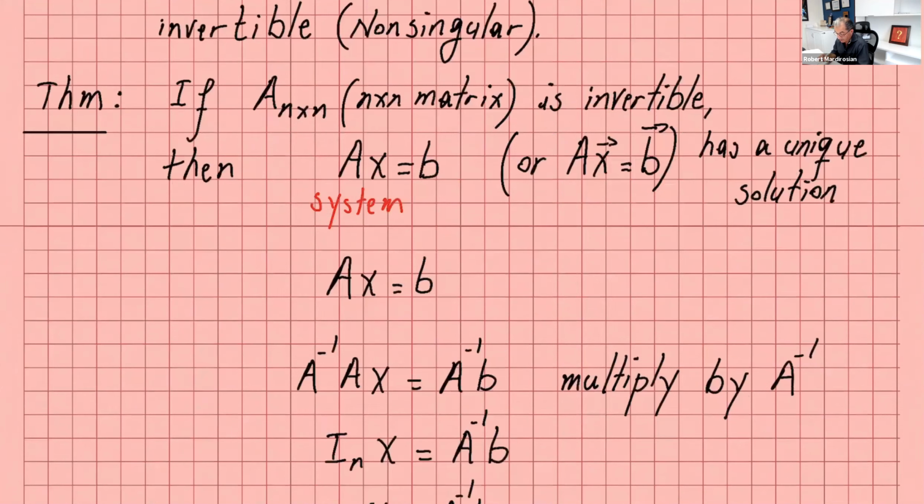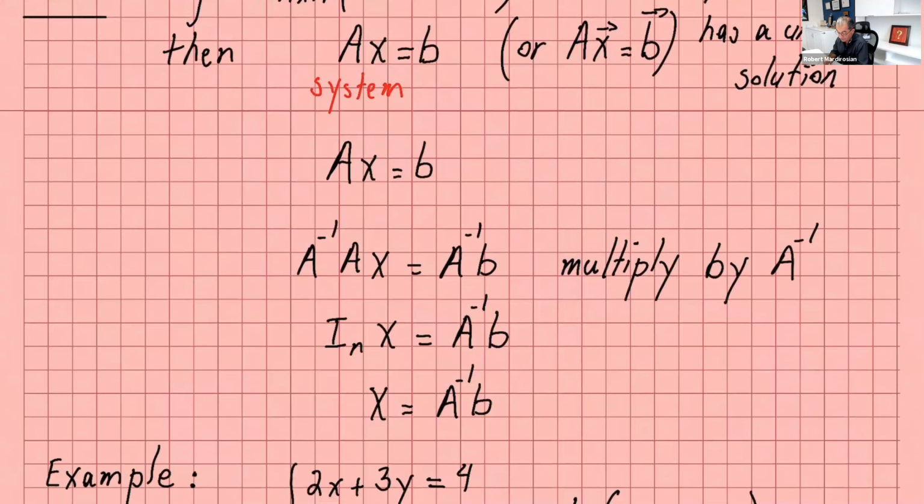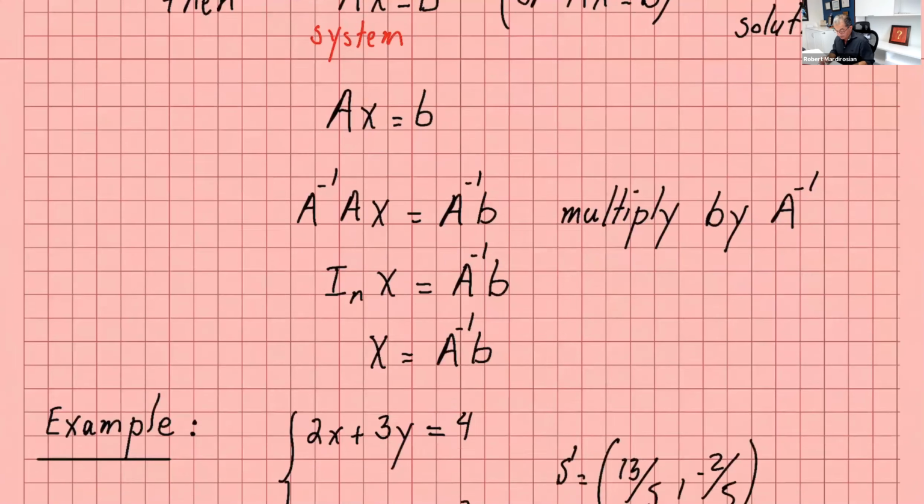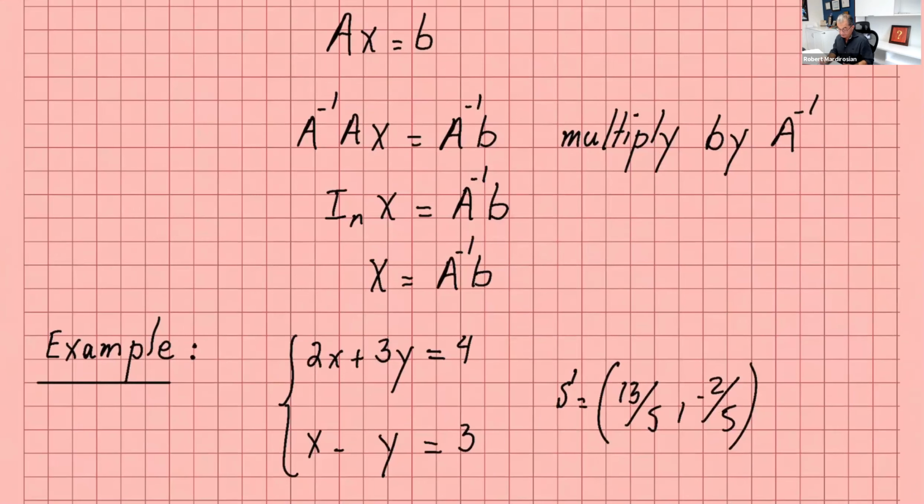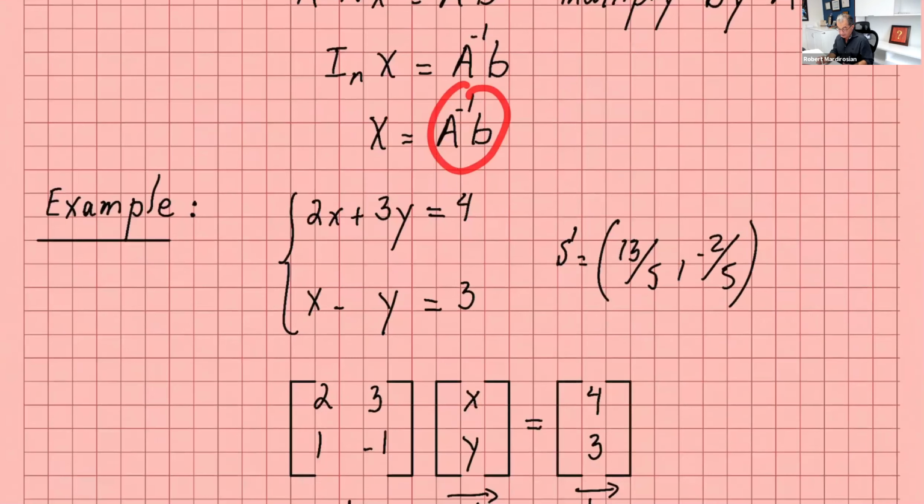Let's see how we can find the solution of that system. AX equals B, you can multiply both sides by A⁻¹. And you know that A⁻¹ times A is going to give you the identity matrix, and this side you have A⁻¹ times B. So X is A⁻¹ times B. You can get the answer.